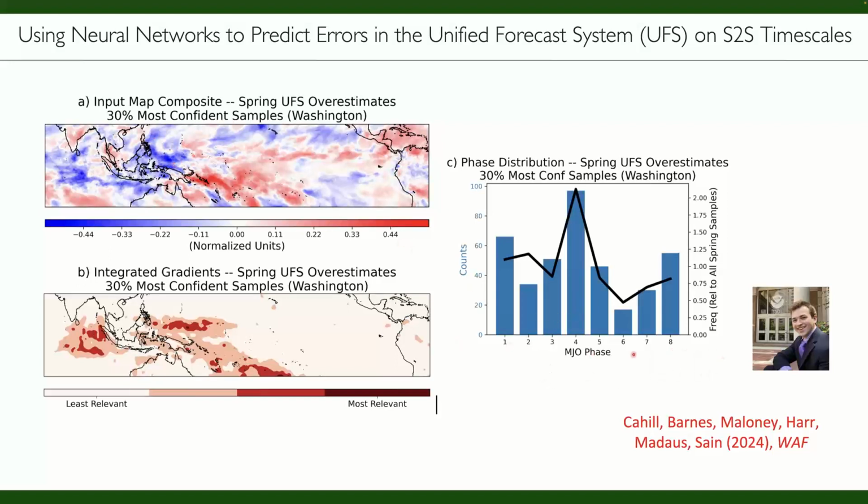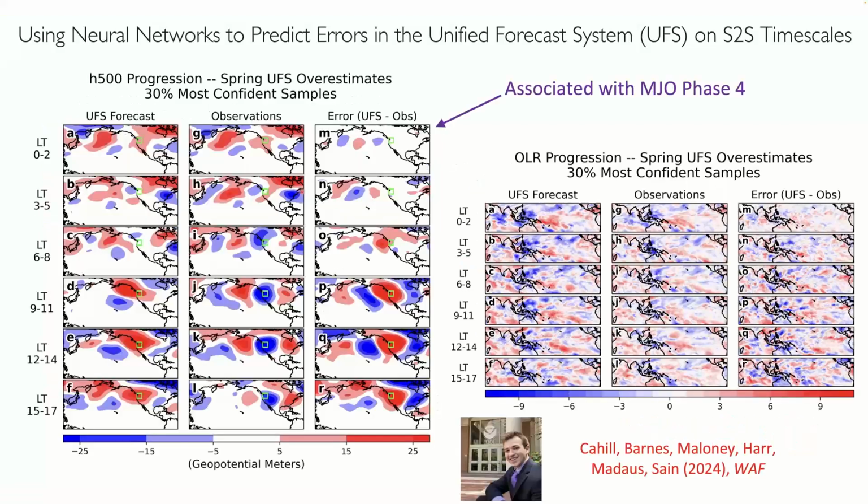Indeed, if you look at the distribution of MJO phases for these UFS overestimates, you could see that MJO phase 4 pops out. That corresponds essentially to enhanced convection over the maritime continent and suppressed convection over the region near the dateline. So this state is responsible for producing too high geopotential heights, relatively predictably, over the Pacific Northwest. So what's going on here?